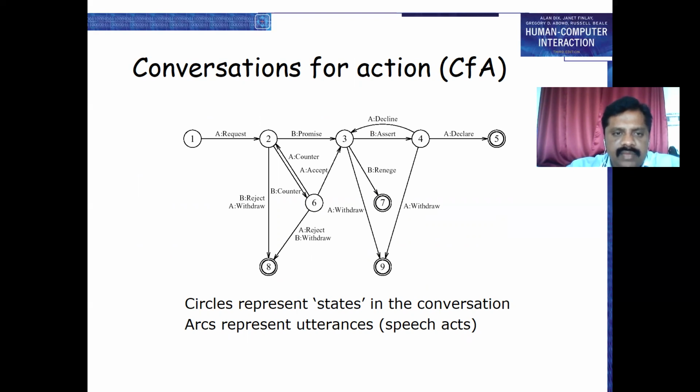So here we have a conversation structure and how they get action. For example, A and B are there, and how they give a request and give a promise or assert, decline, like that. Every conversation process is available here. Here the circles represent the states in the conversation. The arcs represent the utterances, that means speech acts.